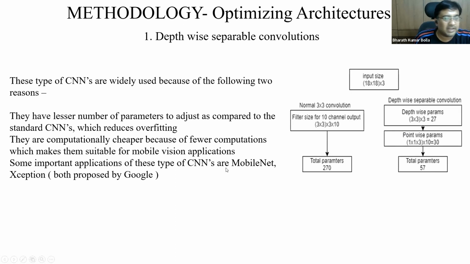Okay, this has been extensively adopted in architectures such as MobileNet, Xception, and a lot of other newer architectures. So this is something you can incorporate in your models if you are building a convolutional neural network from scratch.